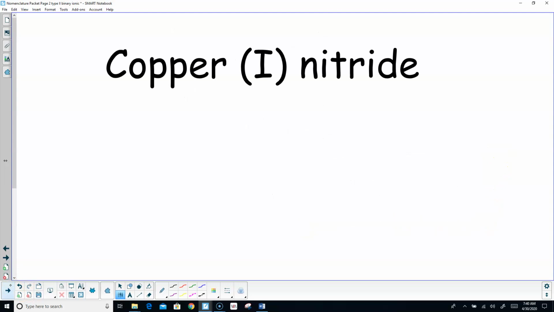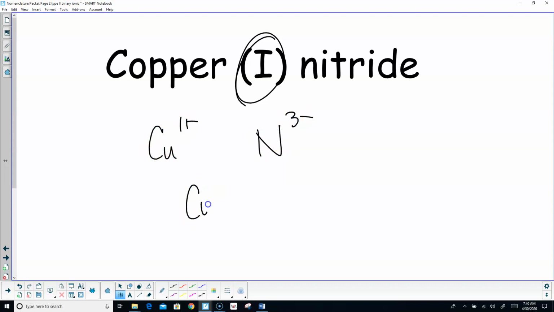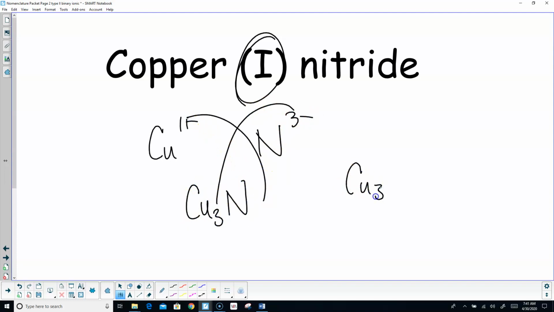Okay, this bottom portion, these are all the names, and so we're writing the formulas. And so copper, well, we look at copper and it's like, well, it's either 1 or it's 2. Which one is it? Well, I wonder. Okay, that's what that Roman numeral is there for. It tells us what copper's charge is in this instance. Nitrogen is always 3 minus, and so you just simply swap them. The 3 comes down here, the 1 goes there, and it's understood. So Cu3N is copper 1 nitride.